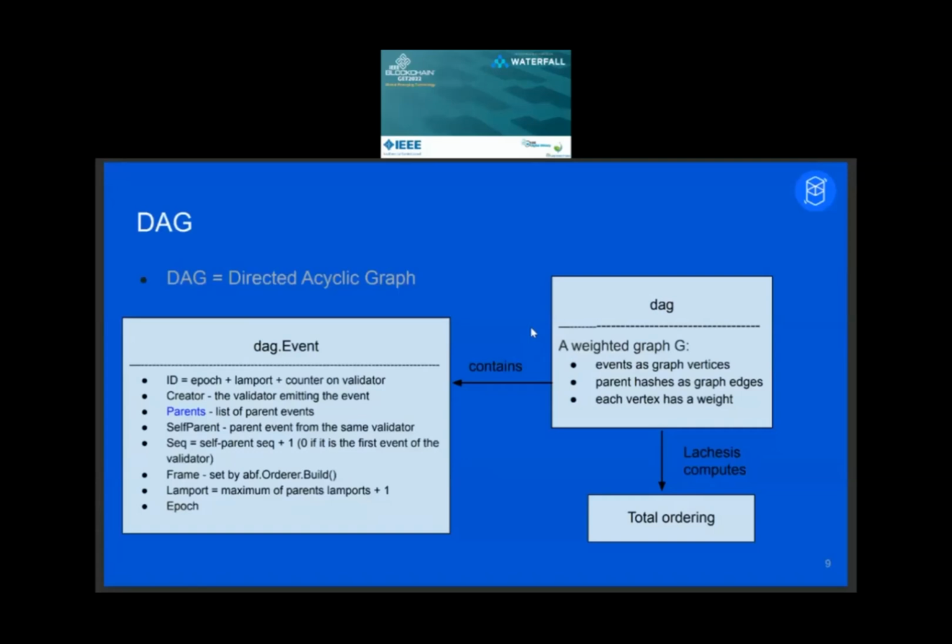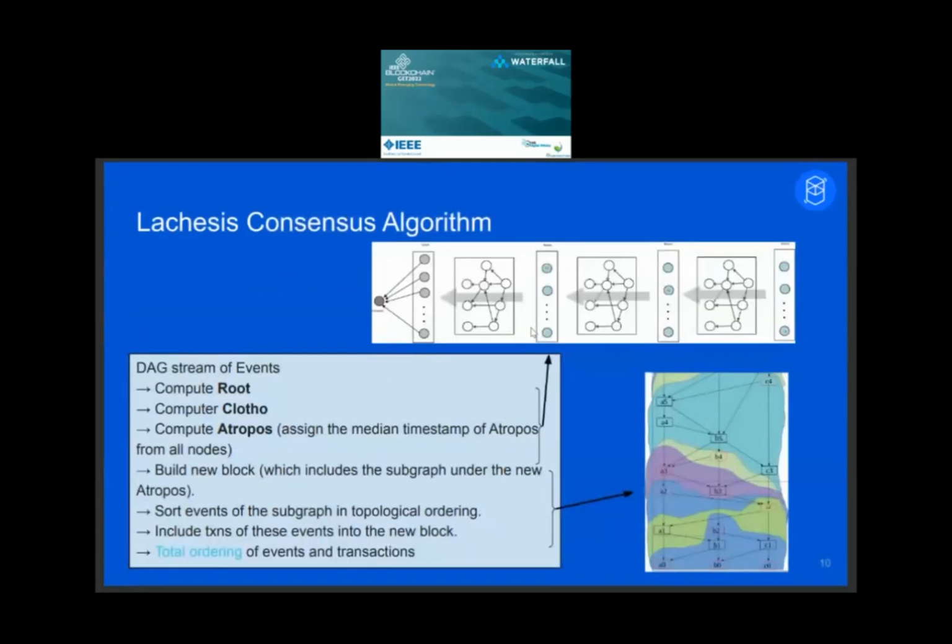Lachesis will take a DAG and compute the total ordering of the events. How can Lachesis do that? Let's go to the next slide. Lachesis takes as input a DAG stream of events, and then it computes the roots, then it computes clotho. Next, it determines atropos. From clotho events, it takes the median timestamp of atropos from all nodes and assigns this timestamp for the atropos.